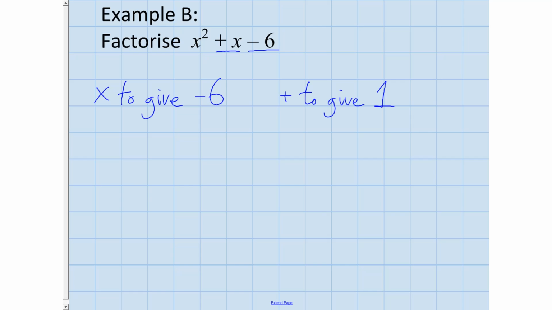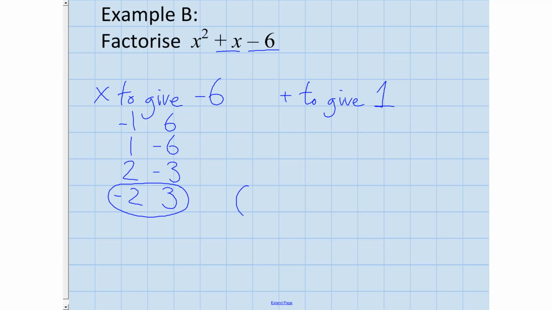As before, we want to look at the numbers that multiply to give minus 6. We could have minus 1 times plus 6, or we could have 1 times minus 6, or we could have 2 times minus 3, or we could have minus 2 times 3. Which of those add together to give plus 1? Well, the only pair that add together to give plus 1 are minus 2 and 3.